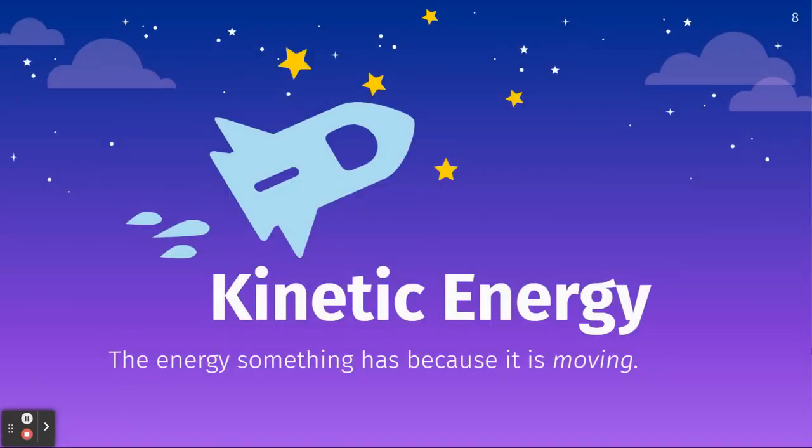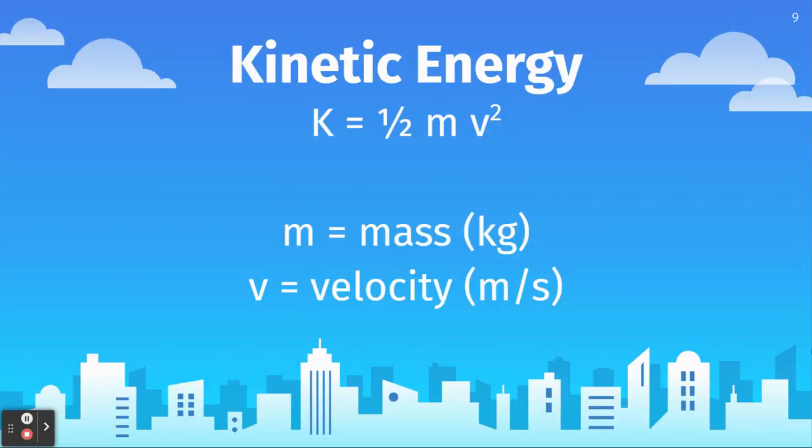The first is kinetic energy. So this is anytime anything is moving, it's going to have kinetic energy. If it's not moving, then the kinetic energy will be zero. The equation for kinetic energy is 1/2 times mass times velocity squared. Your mass needs to be in kilograms, and your velocity will need to be in meters per second.